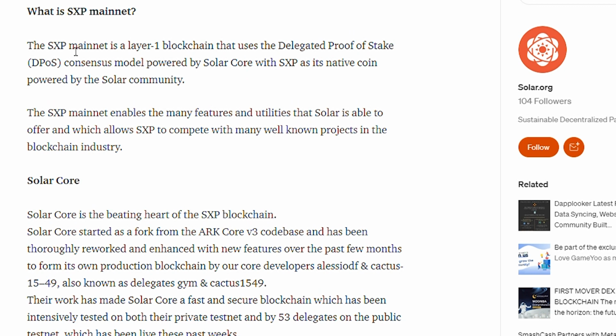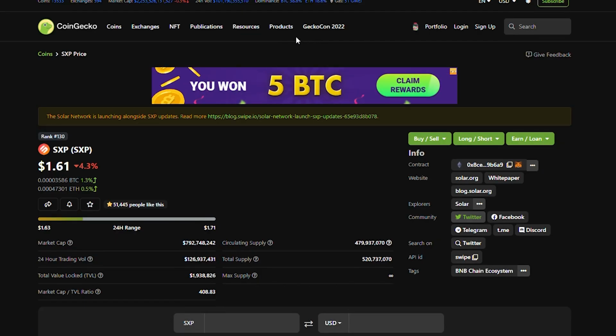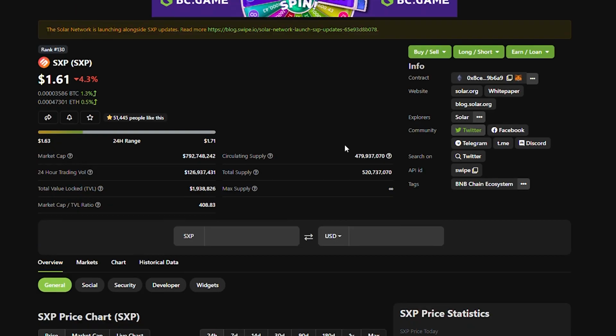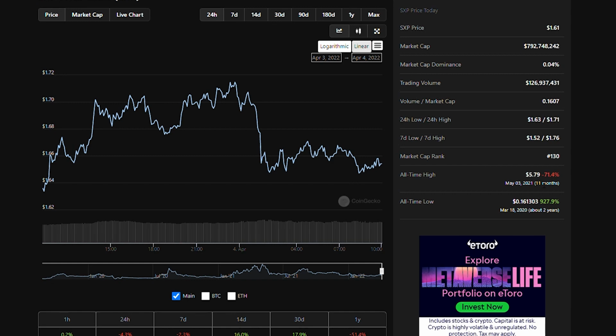What's it all about? The SXP mainnet is a layer 1 blockchain that uses the delegated proof of stake, aka DPoS consensus model, powered by Solar Core, with SXP as its native coin, powered by the Solar community. And as we actually go over and have a look at the SXP token, it's got a current rank of 130, down 4.3% for the last 24 hours, and about 71.4% down from that all-time high, guys.